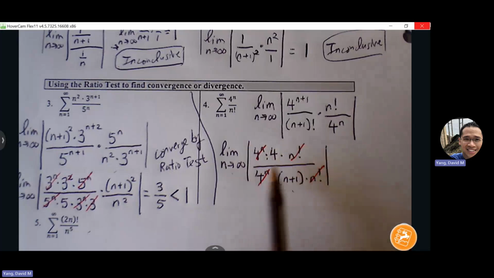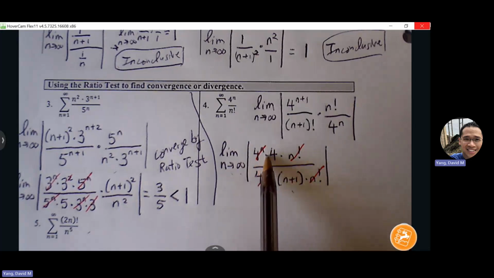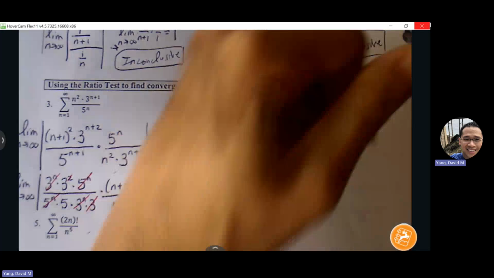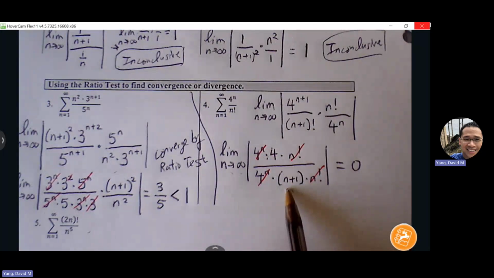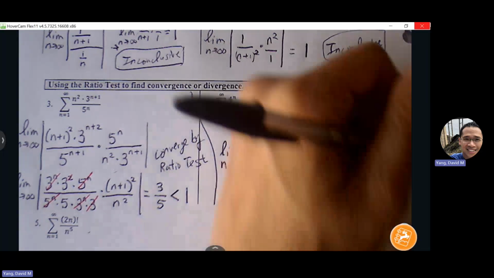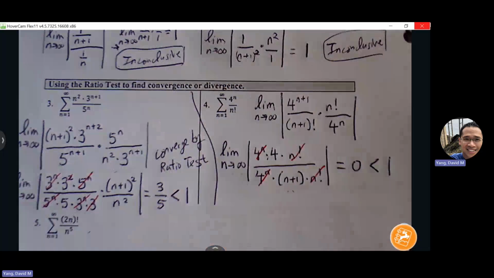What's going to happen to this fraction? The limit as n approaches infinity for 4 over n plus 1 would just be what? 0, right? That 4 is going to stay a constant. This denominator is going to go to infinity. 4 over infinity is basically 0. And then what can we conclude? 0 is less than 1. Therefore, the series converges by ratio test.